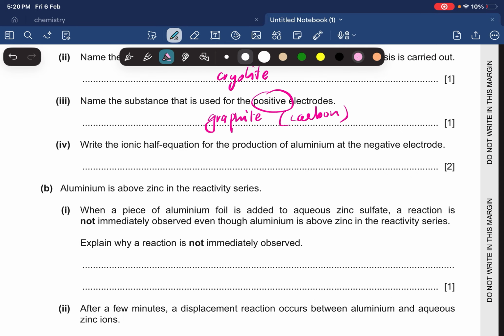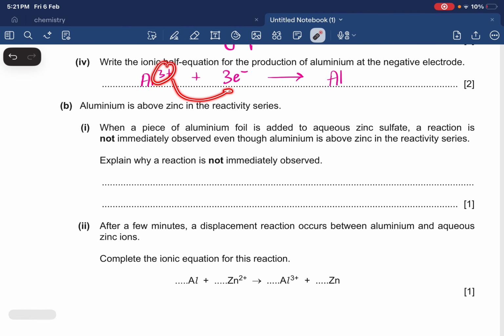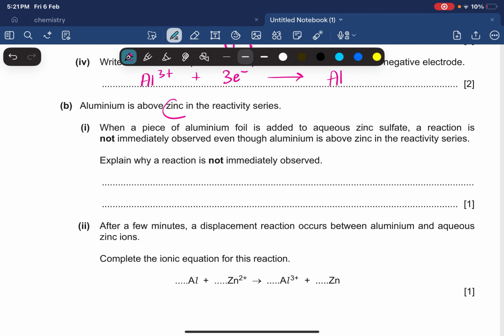Write the ionic half equation for the production of aluminum at the negative electrode. So the ionic half equation: we have aluminum 3 plus ions. They gain 3 electrons, and then we form aluminum liquid. We're done with the ionic half equation. Aluminum is above zinc in the reactivity series.